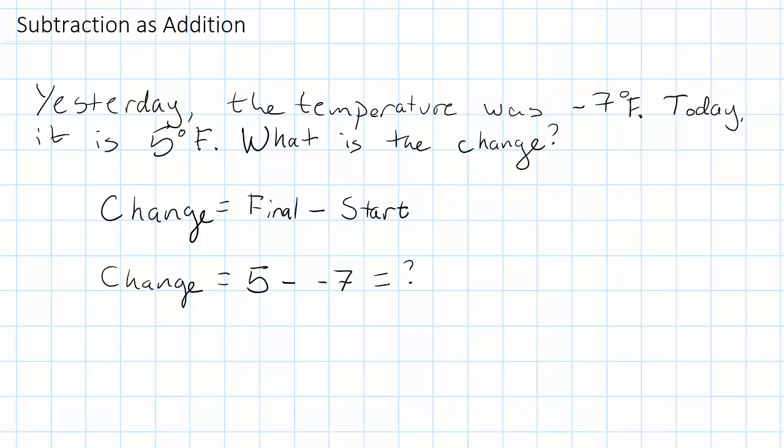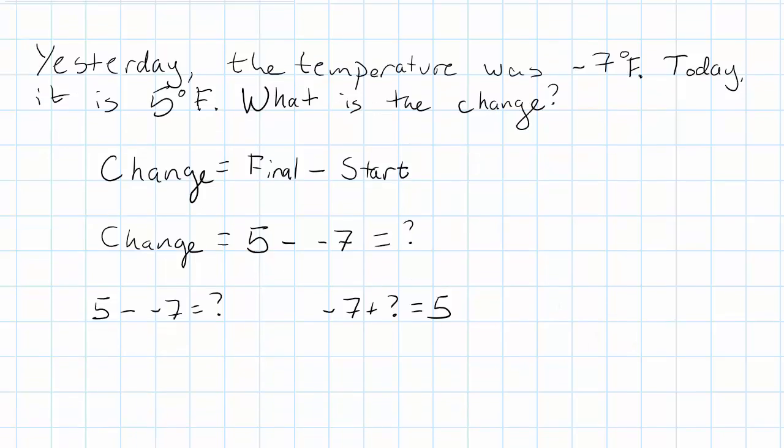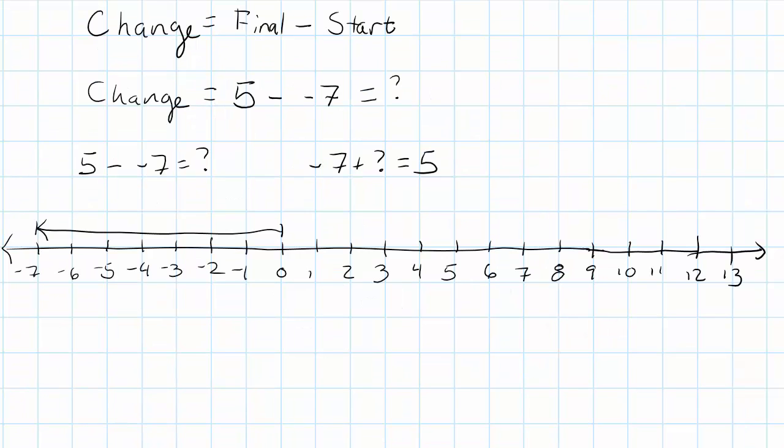Right? Now, when we say 5 minus negative 7 equals what, we understand that question as the opposite of addition. We understand that question as negative 7 plus what equals 5. And we can think about that on the number line. We draw our negative 7, and then the result that we want, positive 5. And the question is, what do we need to add to our negative 7 to end up at positive 5?